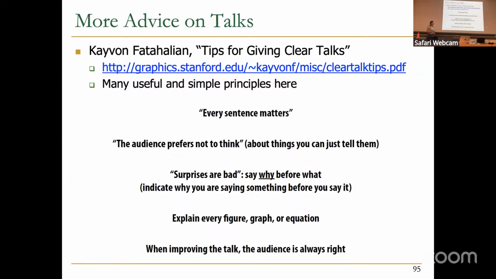Make sure you explain figures, graphs, or equations that you use. And finally, when you receive some feedback, you should assume that the audience is always right. So if they have not understood something, it's more likely that you have not communicated effectively. So just take their feedback into account and try to improve your talk.